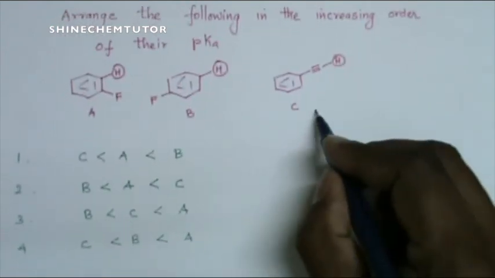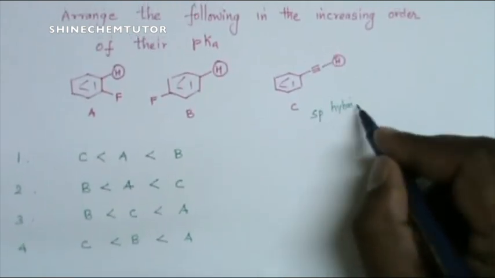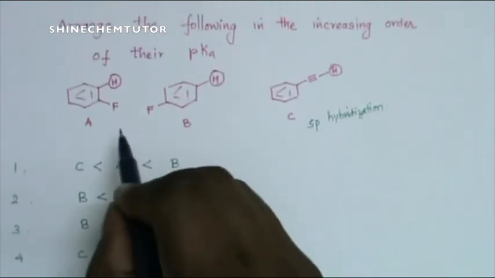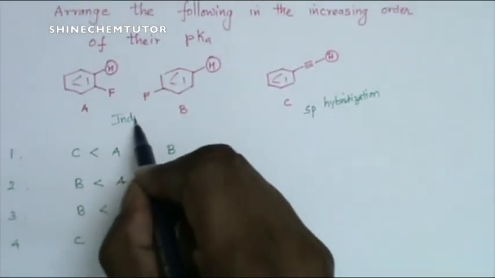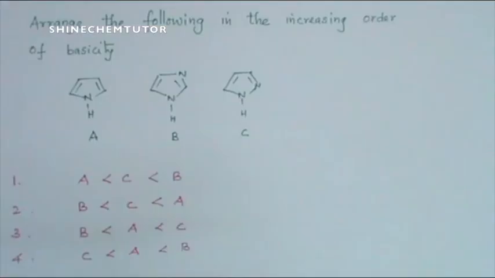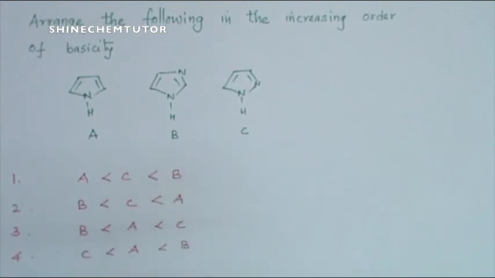Here you have to use hybridization concept. In this too, you have to use inductive effect. Arrange the following in the increasing order of basicity. They are given 3 compounds: pyrrole, imidazole, pyrazole.